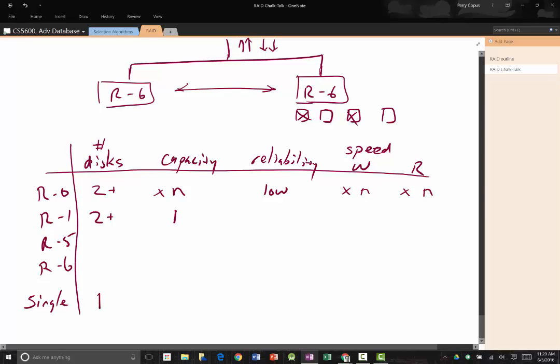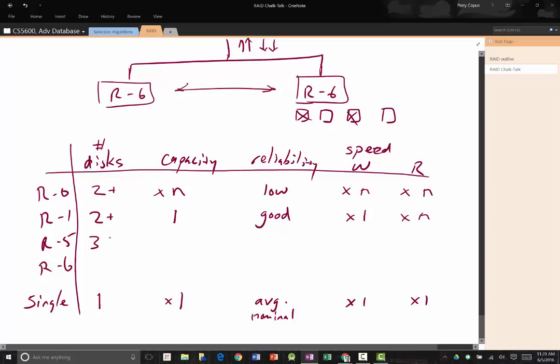Number of disks for a single disk, of course, 1. The capacity times 1. Reliability, we call this the average or nominal. That's where we're starting, right? Because that's what we're comparing against. The speed in writes times 1 and in reads times 1. Okay, so that's our comparison. So with RAID 1, 2 or more disks, the capacity is the same as a single disk, no matter how many you have. Reliability is really good. The speed in writes times 1, remember, because we're writing all the data to each one. In reads, it's times n, because we can divide by blocks.